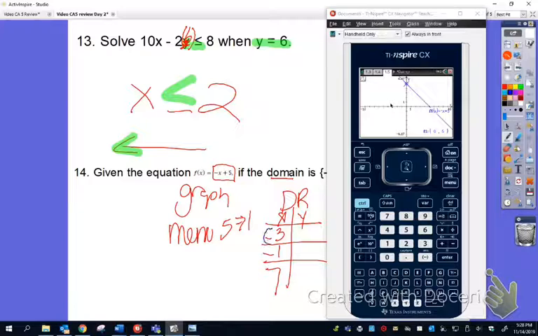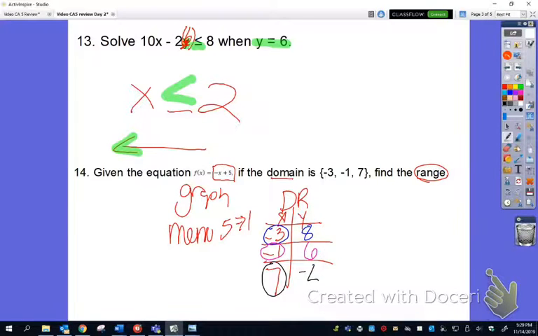Then you're gonna plug in the numbers. So the very first thing I'm gonna plug in is negative 3, and negative 3 goes with 8. And then I'm gonna plug in a negative 1. Negative 1 goes with 6. And then I'm going to plug in a 7, and 7 goes with negative 2. So my range would be 8, 6, and negative 2. If I put them in order from least to greatest, it would be negative 2, 6, and 8. And you'll see the curly brackets when it wants a set.